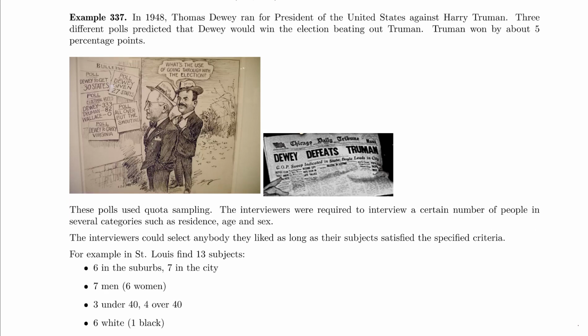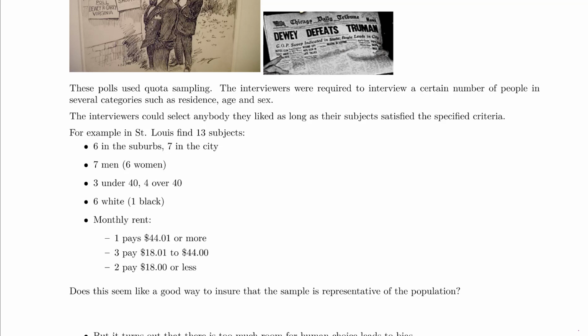Let's say they had to find 13 people to interview. And they'd have various criteria that they had to make everything match. So they needed like 6 in the suburbs, 7 in the city. But of that, they also had to make sure they had 7 men and 6 women. They needed 3 under 40, 4 over 40, 6 white, 1 black. And on their monthly rent, they also had to make sure that like 1 was paying a certain amount, 3 were paying a certain amount, and 2 were paying a certain amount.